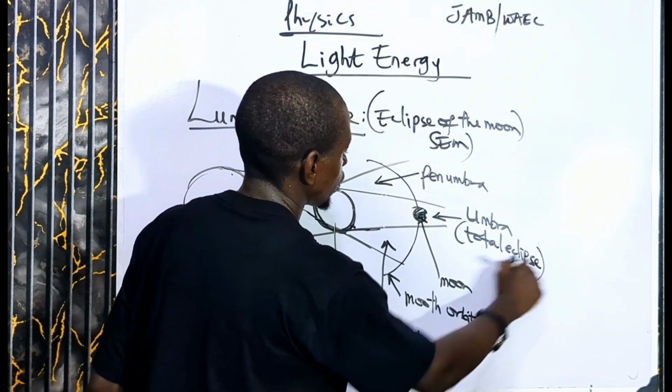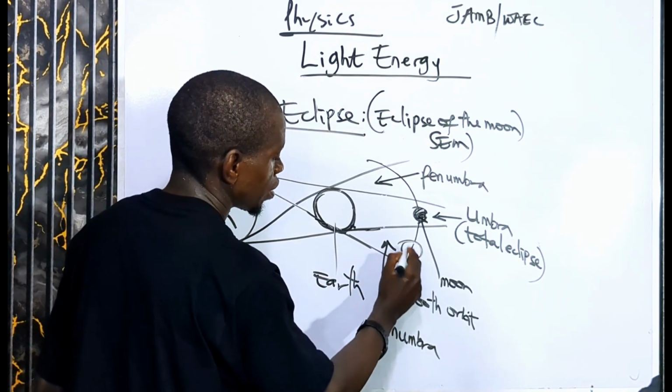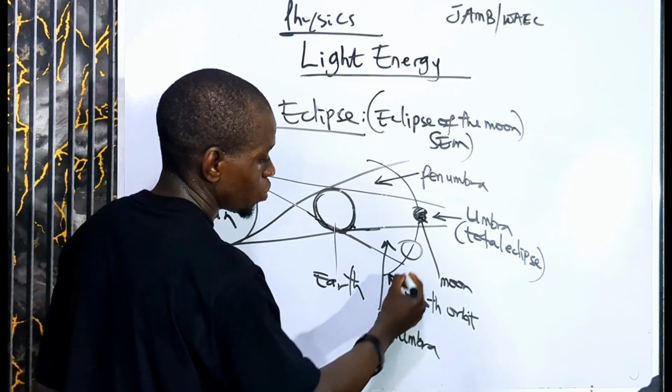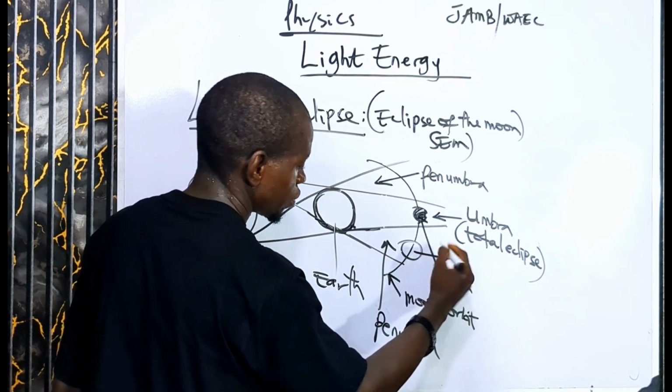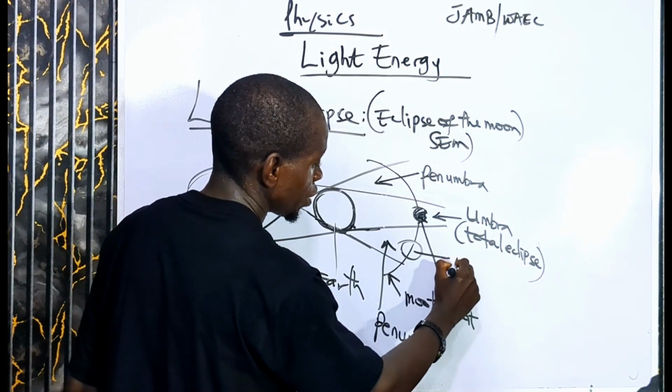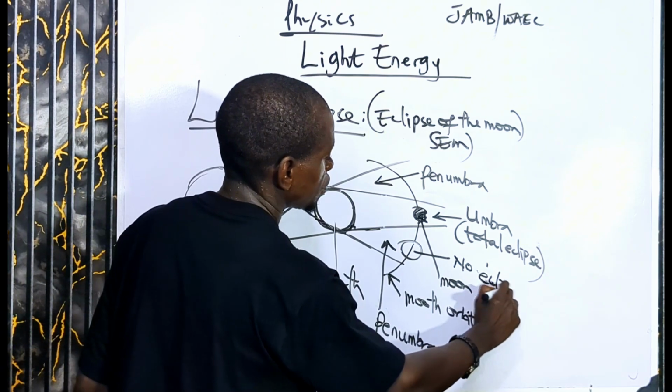But I need you to take note of one thing. You might be wondering, what if the moon is here? Are we not going to have partial eclipse? No. At this point, if the moon is at the penumbra region, we are still going to have no eclipse.